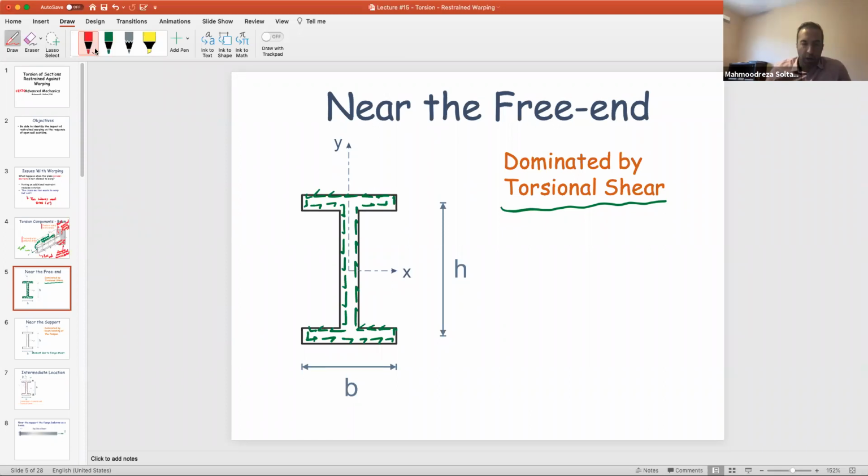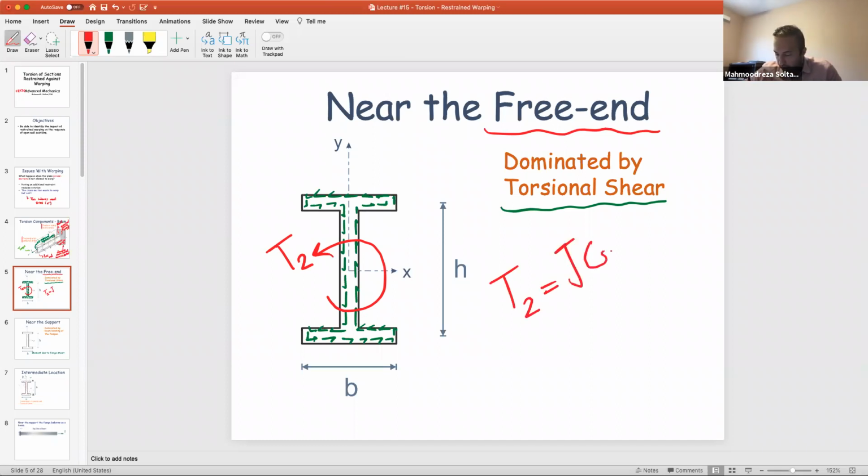So here we can define the torque. The torque, let's call it T2, represents the free end. T2 is equal to J G theta. Okay. So over here, for the free end, we define the torque as we have learned before. Okay, and we have seen this expression just to define the torsion. What if we go towards the support when we are within that alpha? If you remember, that alpha was the region where the warping was effective.